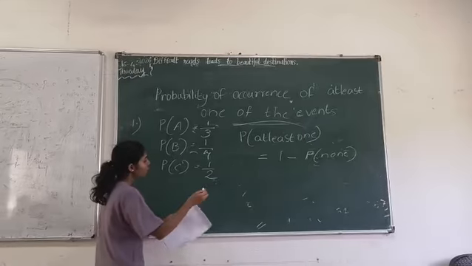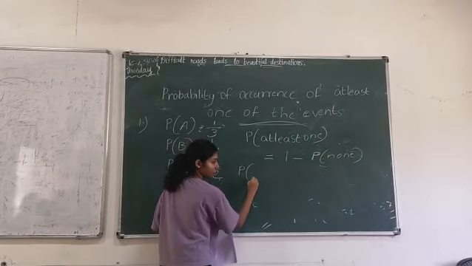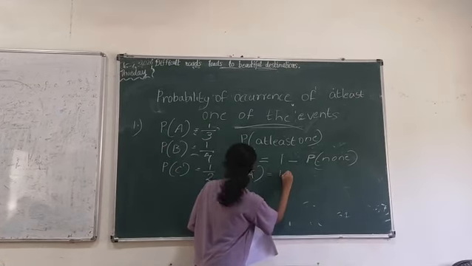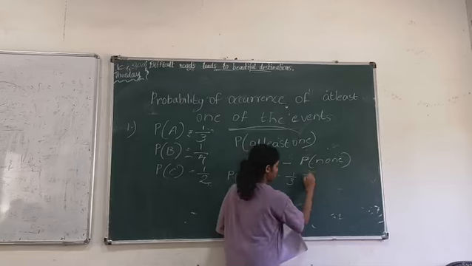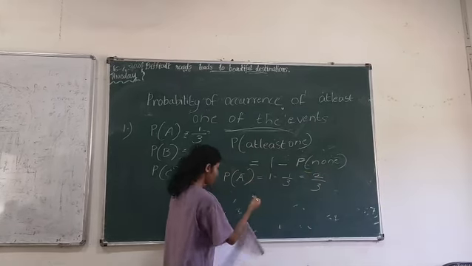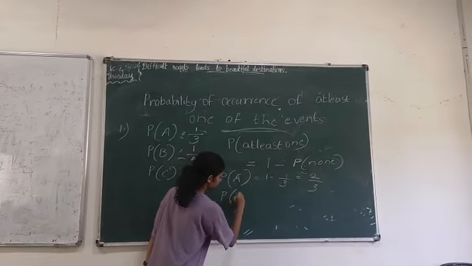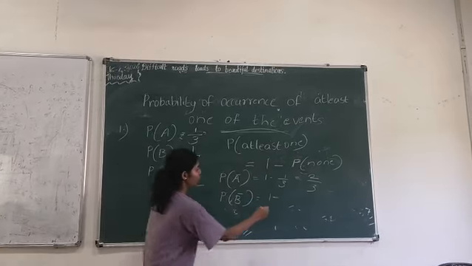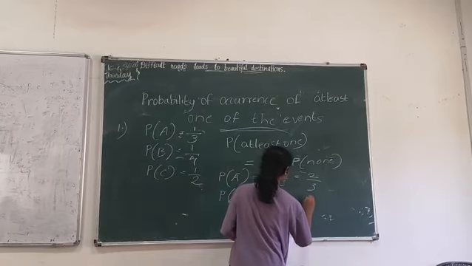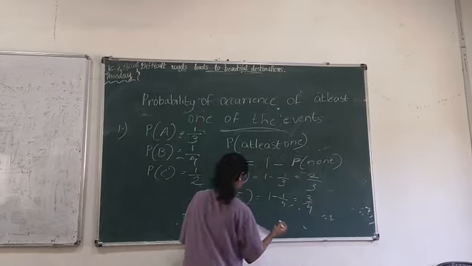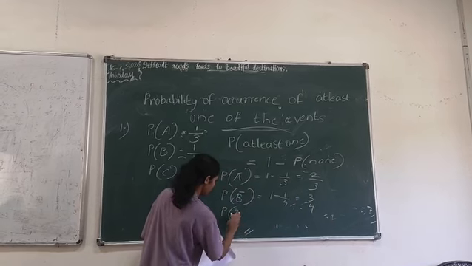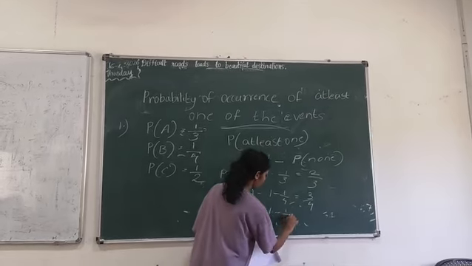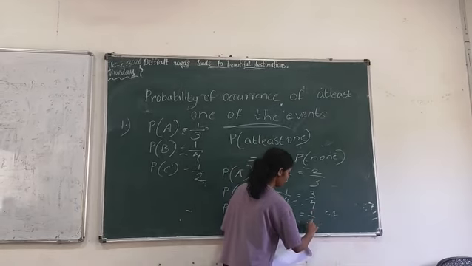And probability of not selecting for first post is P of A dash. That will be 1 minus 1 by 3, that is 2 by 3. Probability of not selecting for the second post is similarly 1 minus 1 by 4. That will be 3 by 4. And probability of not getting selected for the third post is 1 minus 1 by 2. That is 1 by 2.